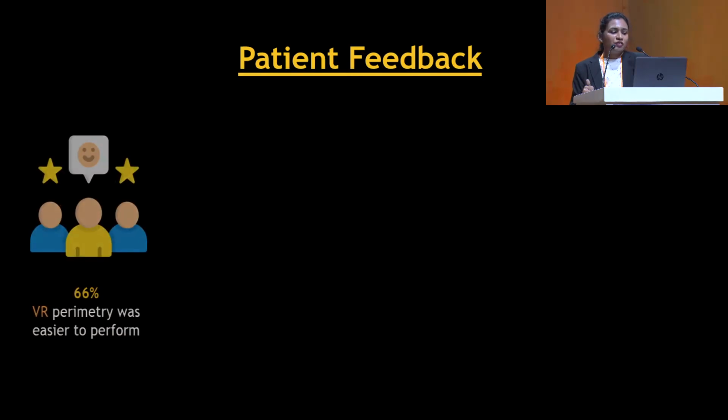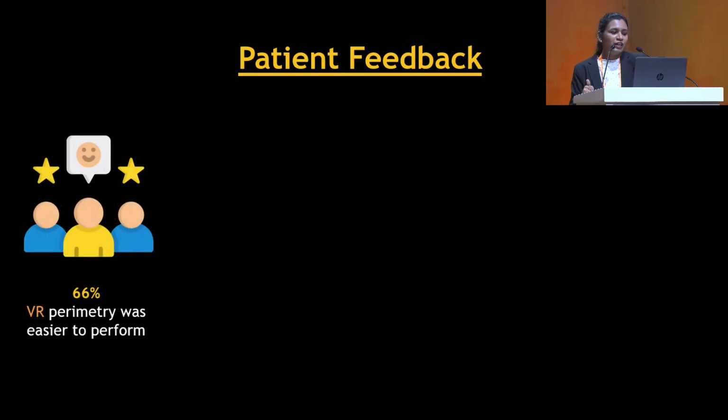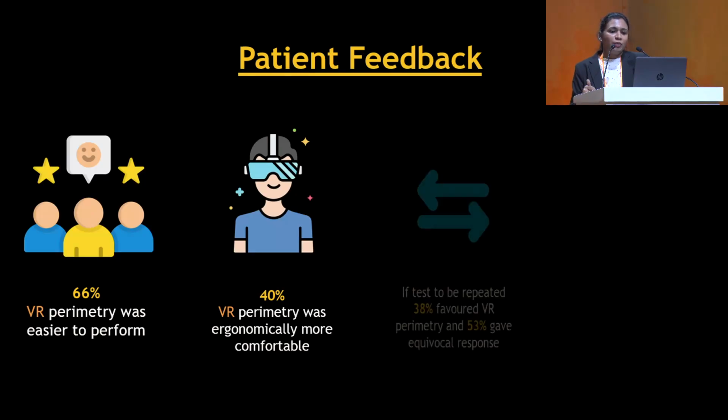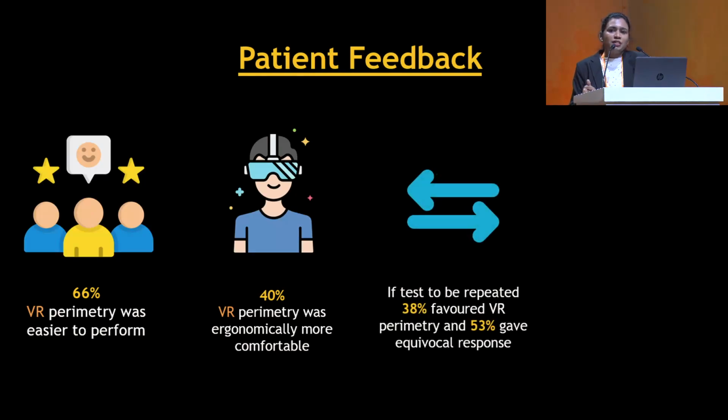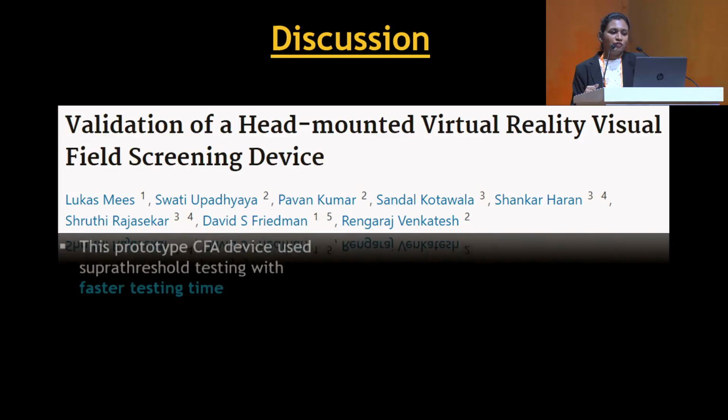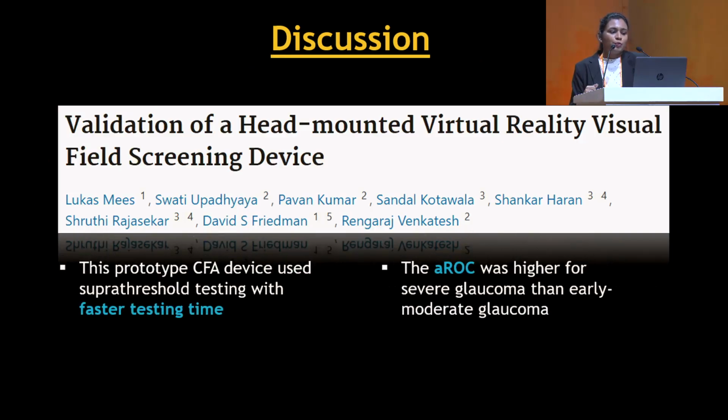When we look at the patient feedback, 66% of them felt that the VR perimetry was easier to perform. 40% of them felt that it was ergonomically more comfortable, and 38%, if given a choice, wanted to go with VR perimetry as compared to 53% who gave an equivocal response. Ocular discomfort was slightly higher in the HFA group. Coming to discussion, this prototype device was used, and here a supra-threshold strategy was utilized.